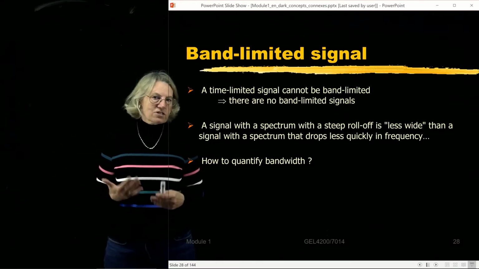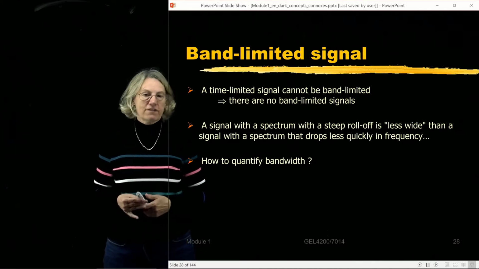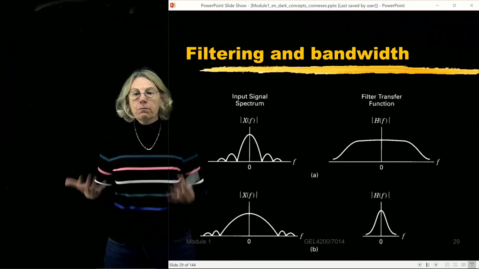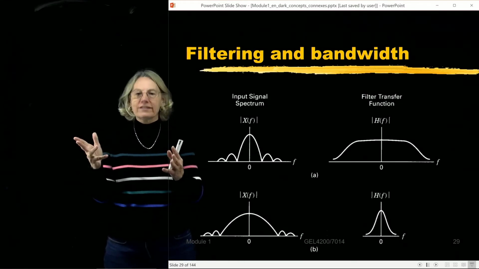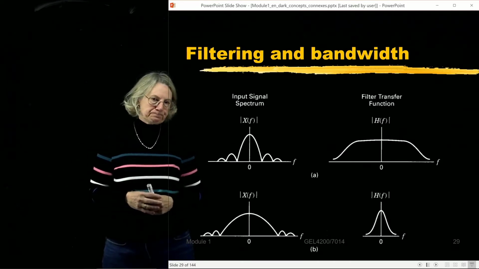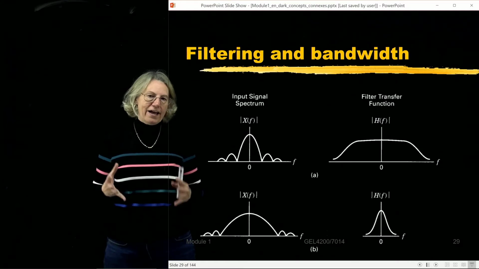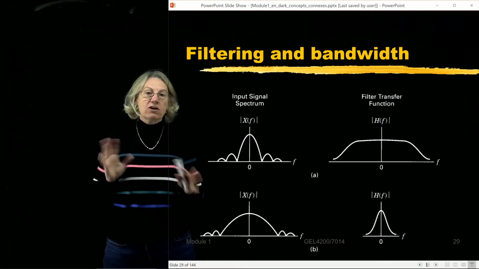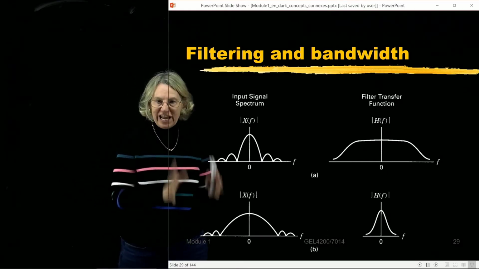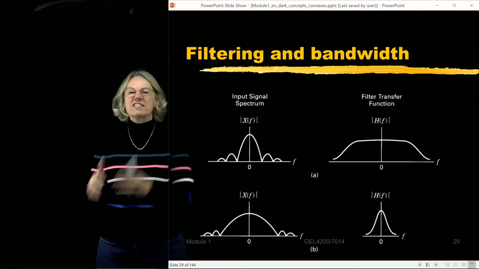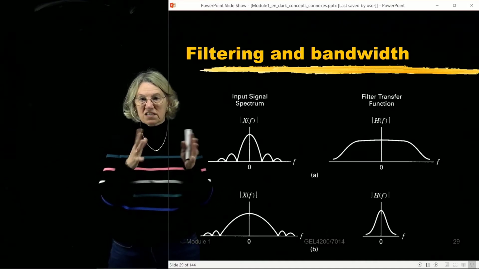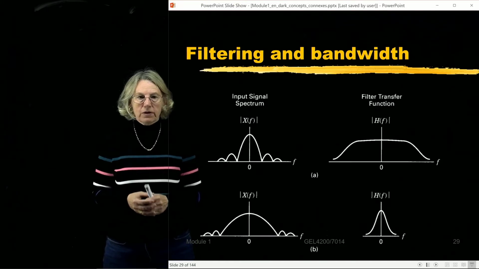So this all brings us to the question: how do we quantify bandwidth? And again, why is it important? How am I going to exploit these definitions of bandwidth once I have them, or how am I going to use it? So let's look at some simple examples of paired off signals and channels, signals and the systems that these signals pass through. I often call the systems channels, because in communications that's how we think of it.